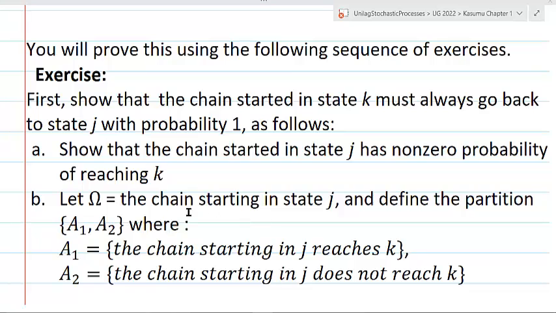Now it may seem strange that I'm looking at the chain starting in state j because I want to prove something about the chain starting in state k. But bear with me. So let's go ahead and look at this chain starting in state j and define a partition. This is a partition of omega. Either the chain starting in state j reaches k, or the chain starting in state j does not reach k. So those are 2 possibilities.